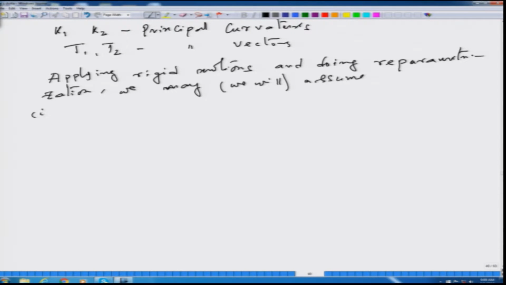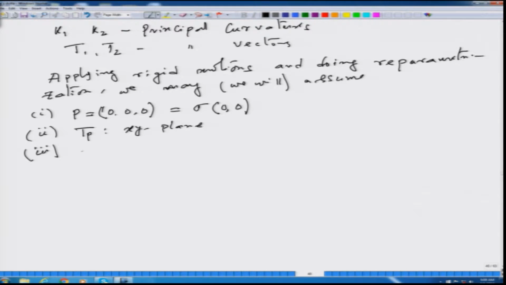that I am looking at a point P on the surface which is 0, the origin, and that point comes from the patch, sigma 0 0. We will assume the tangent plane at P is xy plane, and one more, T1 and T2 are unit vectors parallel to x axis and y axis respectively.